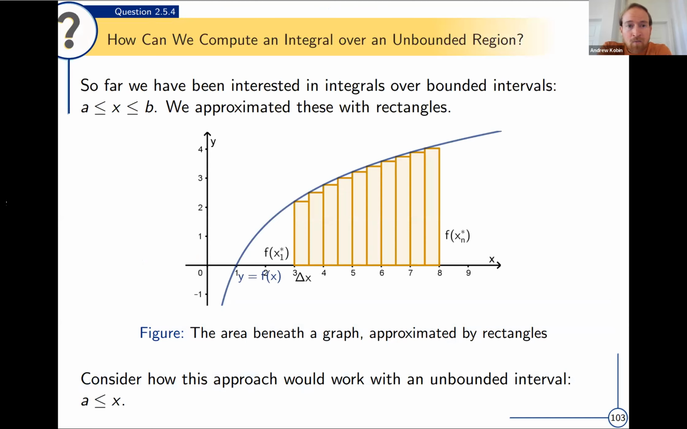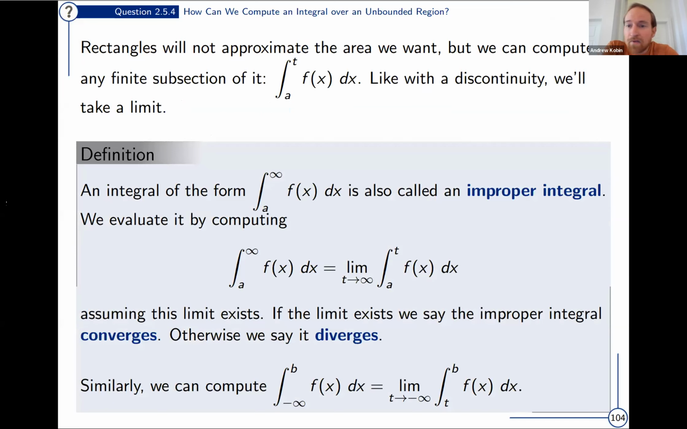So far, we've been computing finite regions, definite integrals over finite intervals from a to b. We can approximate these with rectangles, but we don't yet know how to integrate over infinite intervals of x values, such as from a to infinity. This will be our next task. It's also a type of improper integral in that part of the definition of the definite integral doesn't make sense. It doesn't make sense to go from a to infinity because we can't plug infinity into functions. So rectangles are not good enough to approximate the area that we want.